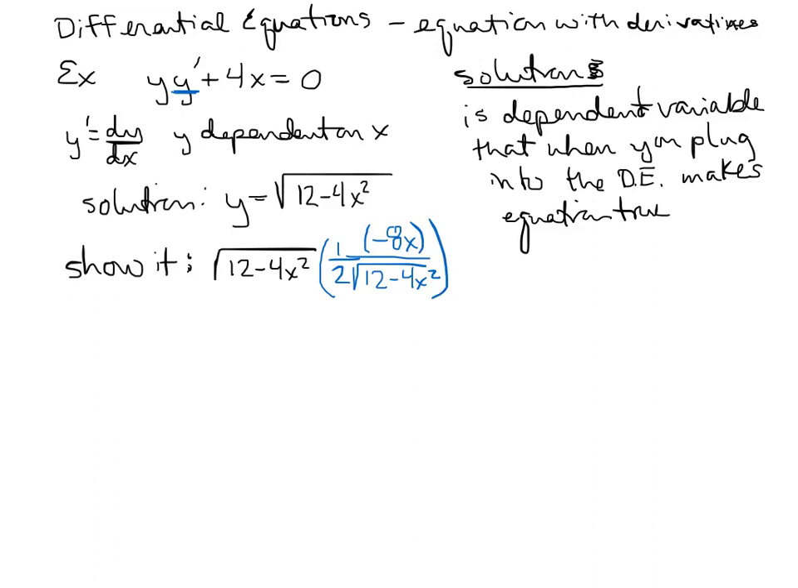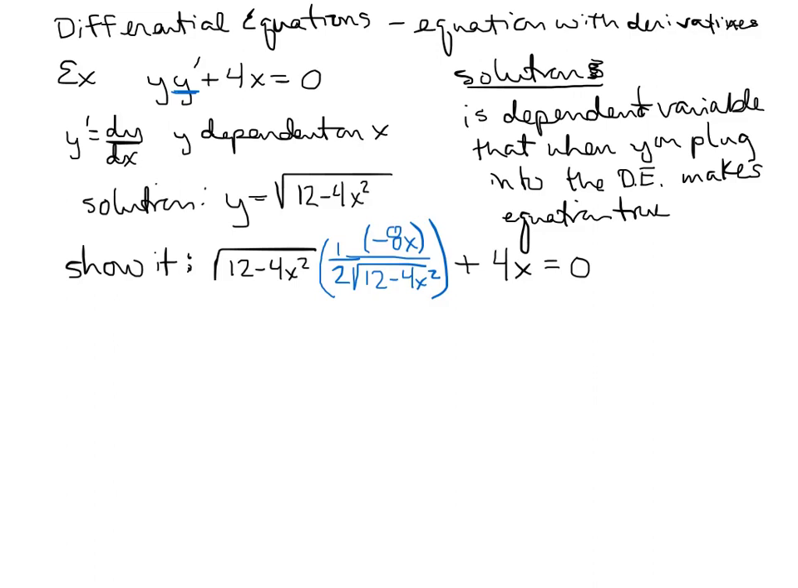Then I'm going back up to the equation here. I've got plus 4 times x equals 0. So in this equation, I plugged in the y that was given, our solution. I plugged in the derivative. I had to find that. And then I just kept going with the equation. I added 4x equal to 0. And let's see if this is true.